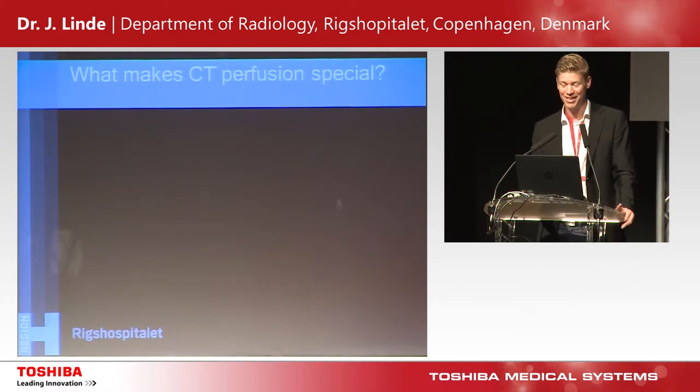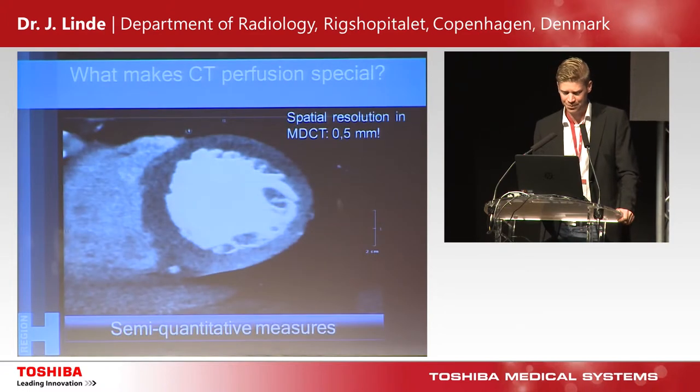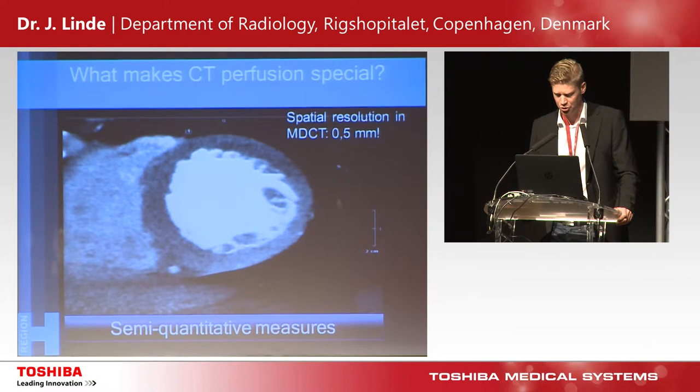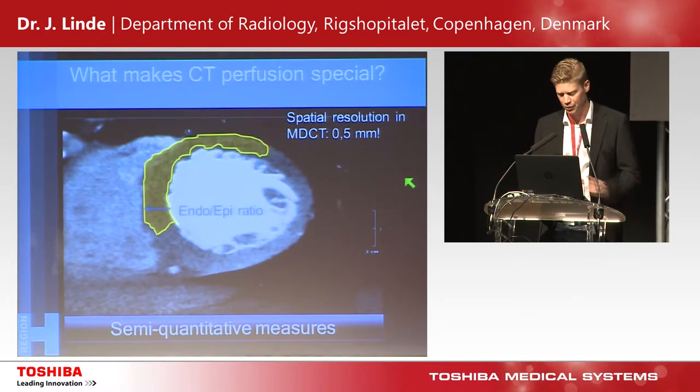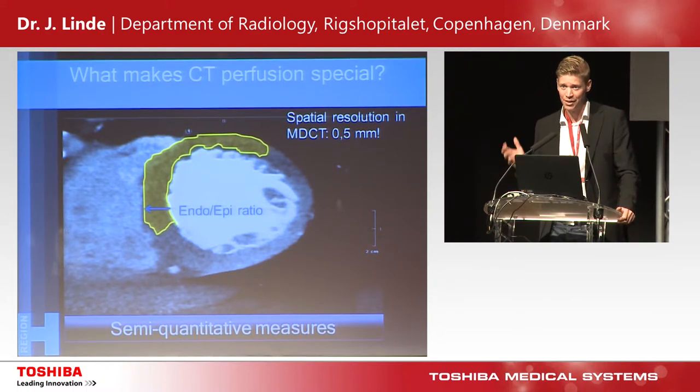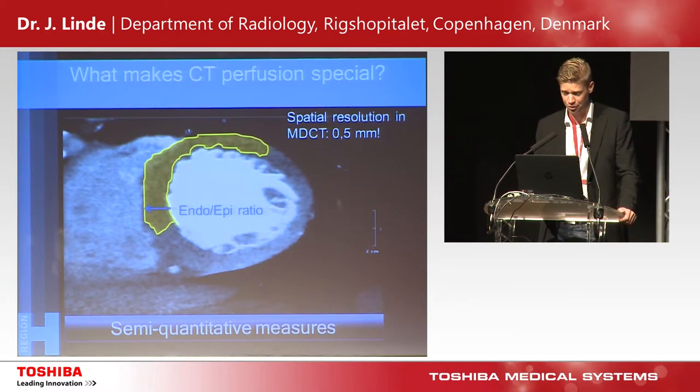Okay, so what makes CT perfusion special? Well, the myocardial attenuation density in one single static cardiac CT volume has previously been compared with a microsphere-derived absolute myocardial blood flow and shown a nice correlation there. And also due to the excellent spatial resolution of cardiac CT, it's possible to calculate the transmural perfusion gradient across the myocardium, which could be clinically relevant because we know that the subendocardium is more prone to develop ischemia. So we can get some semi-quantitative measures from cardiac CT perfusion.